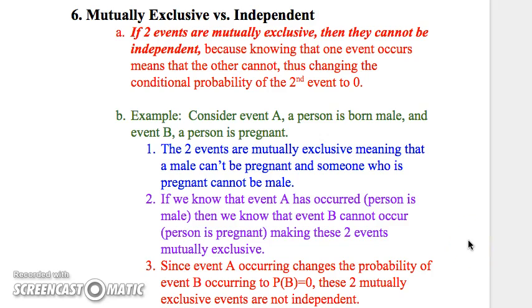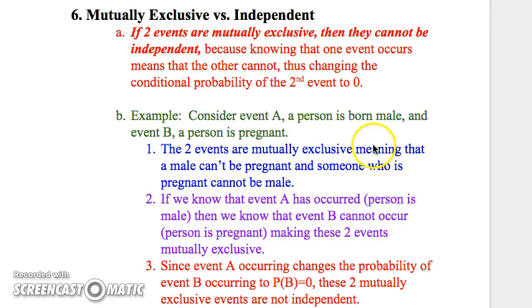This is a really crucial part of the chapter, knowing the difference between mutually exclusive and independent. If two events are mutually exclusive, then they can't be independent. Why is that? Well, if they're mutually exclusive, then when one happens, the probability of the second one becomes 0. So that means they're not independent because the probability of that second event changed to 0. So by definition, mutually exclusive events are not independent, and independent events could not be mutually exclusive.